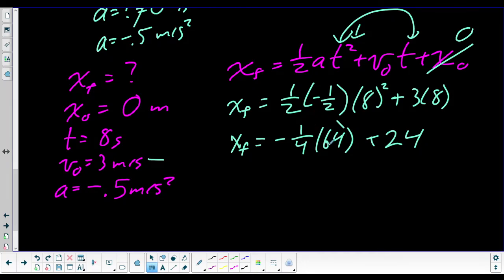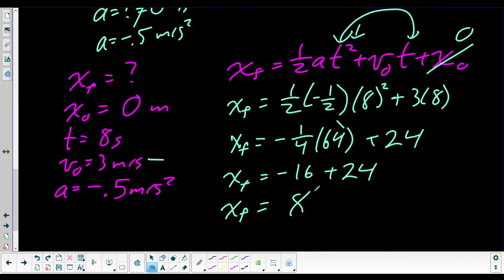A fourth of 64 is 16? Yeah. So x final equals negative 16 plus 24. X final equals 8. And we're doing everything in meters. So he's going to go 8 meters. He's actually going to go slightly more than 8 meters.